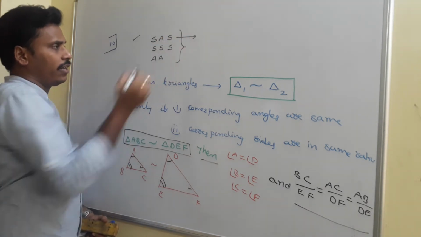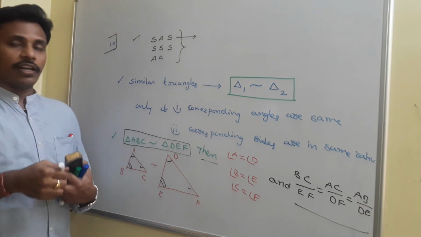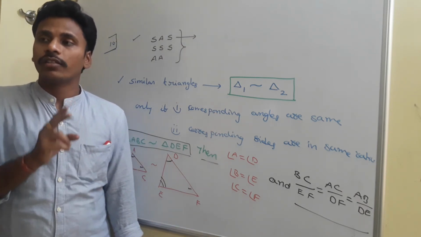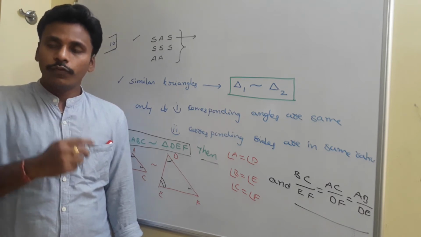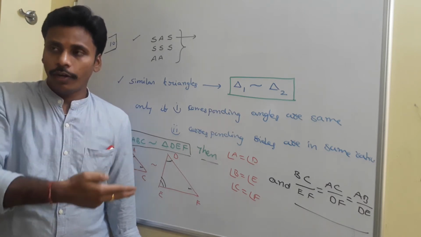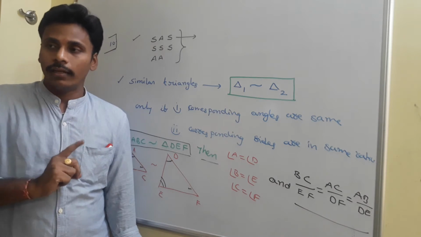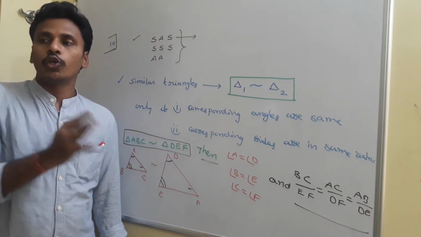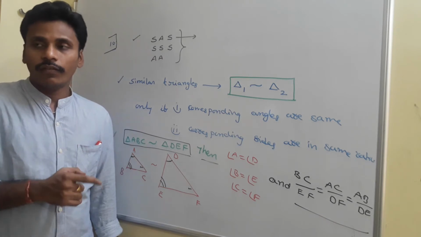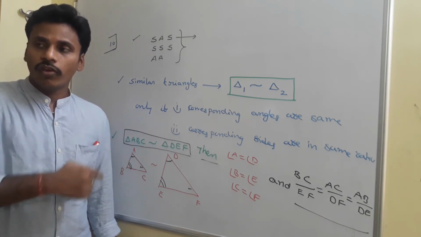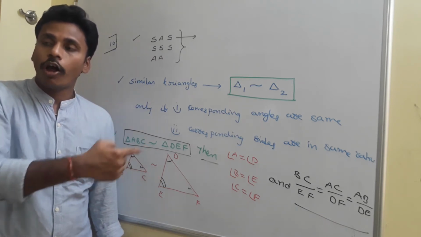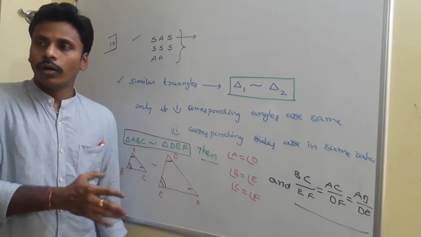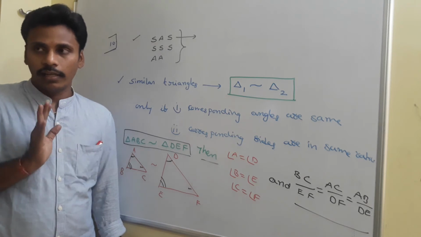SAS similarity criteria. Actually, you need to check 6 conditions, but instead of checking 6 conditions, it is enough to check 3. What are those 3? If you check that 2 sides are in the same ratio and the one angle in between those sides is equal, then automatically those two triangles are similar. And in the other way, if 3 sides of this triangle and 3 sides of that triangle maintain the same ratio, then automatically those angles are equal, so there is no need to check the angles.